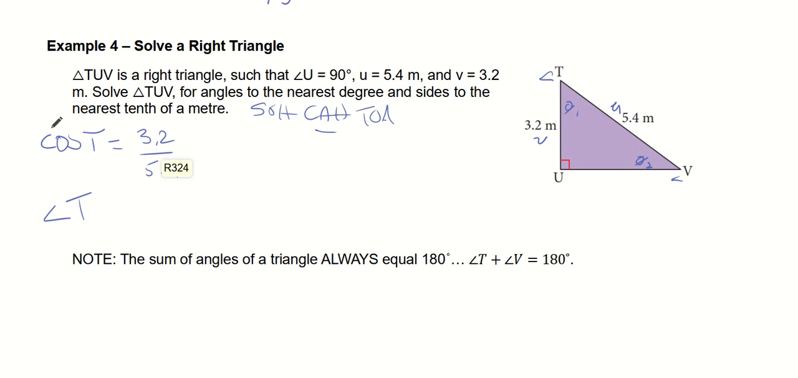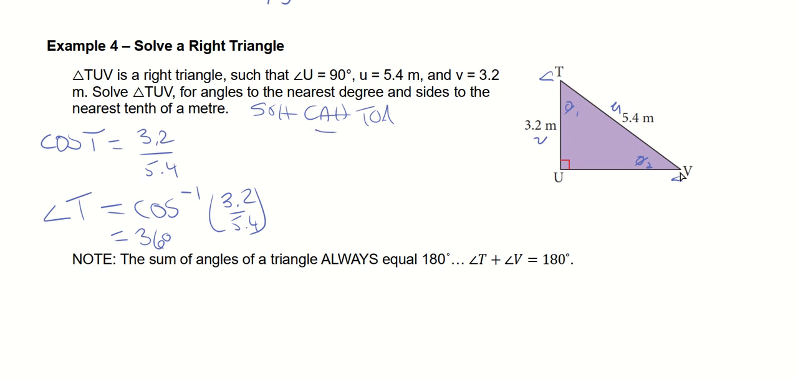The inverse of cos, brackets 3.2 over 5.4. Drop that in a calculator and we should get 36 degrees. Okay, so we found that.